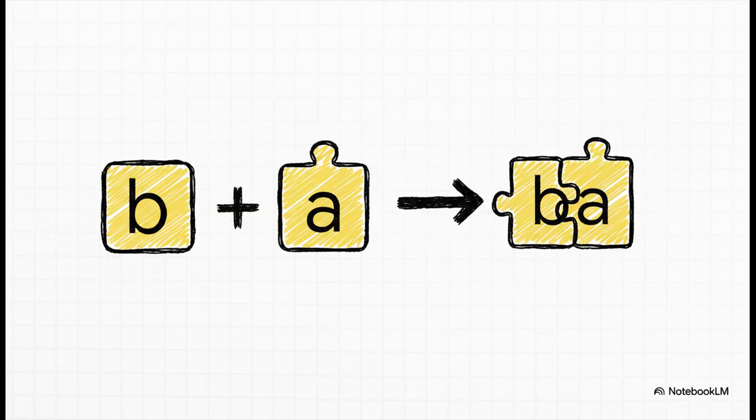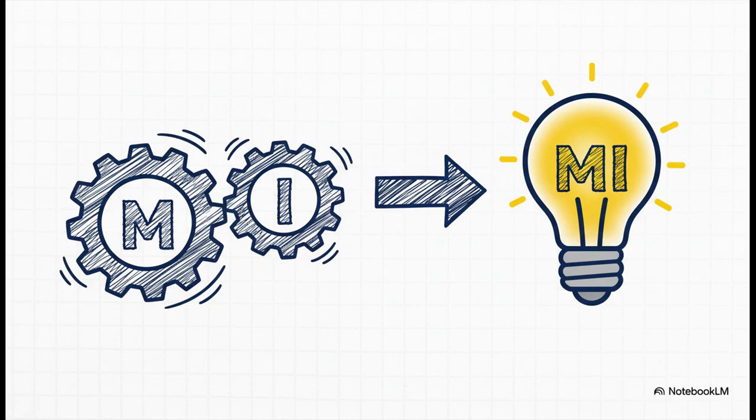Let's see it in action. Here we have the initial B and the final A. You put them together and you get ba. See? Totally intuitive. Okay, let's do another one just to make sure it sticks. We take the initial M, we add the final I, and it becomes me. It's a consistent, predictable pattern.